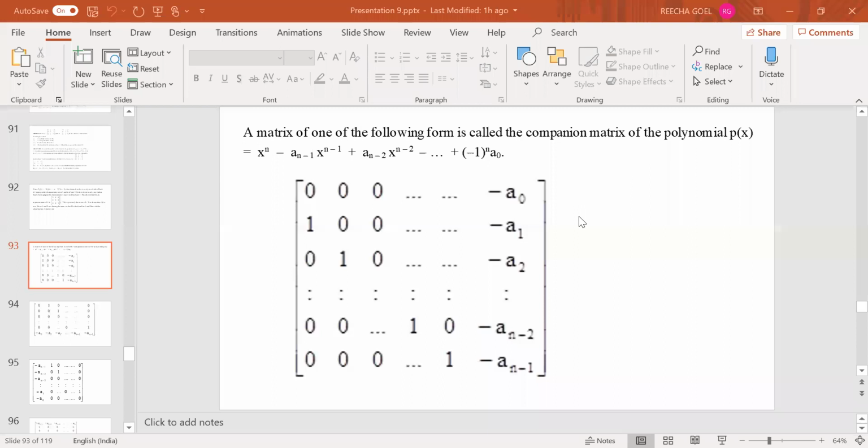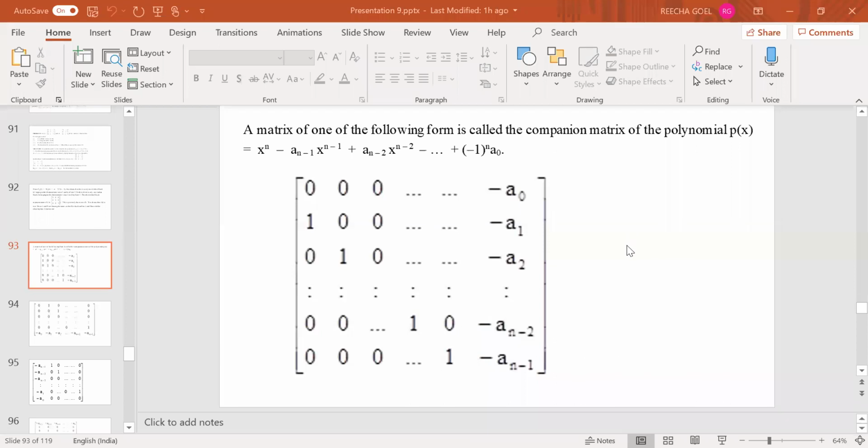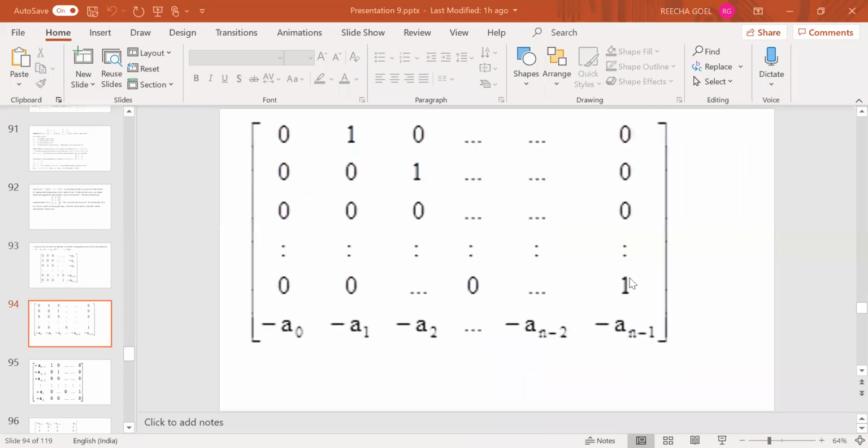The other form is, I start by considering the last column -a_0, -a_1, -a_2, and remember you have to write the given polynomial in this particular fashion: x^n - a_{n-1} x^{n-1} plus and so on. Its other form could be, instead of the last column, I can start by considering the bottom row, and then I start with -a_0, -a_1, -a_2, up to -a_{n-2} and -a_{n-1}.